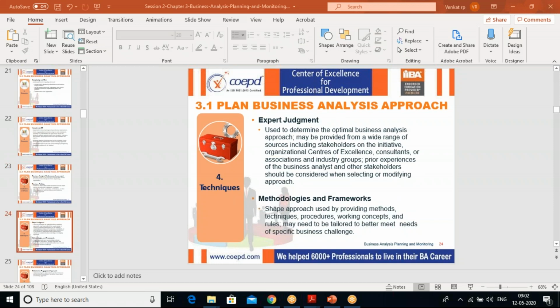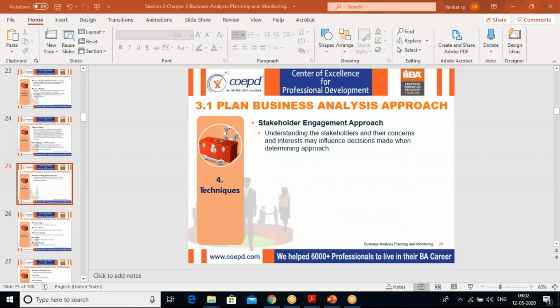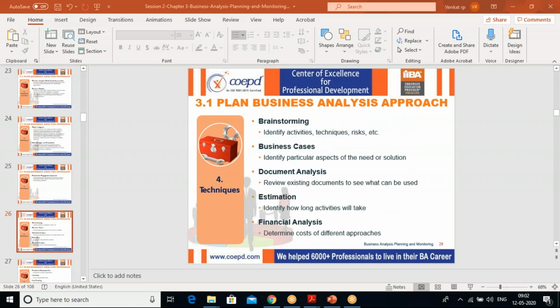Okay, when you go with the techniques, like expert judgment, I don't think it is the techniques. Stakeholder engagement approach, these are all guidelines and approaches. And here the techniques come under brainstorming. What techniques we can use here is brainstorming. We can use it to identify what activities, what techniques, what risks we are going to work with. So brainstorming we can use.